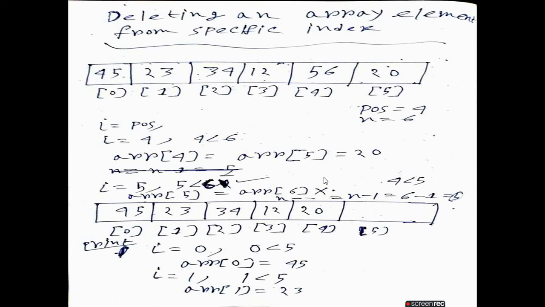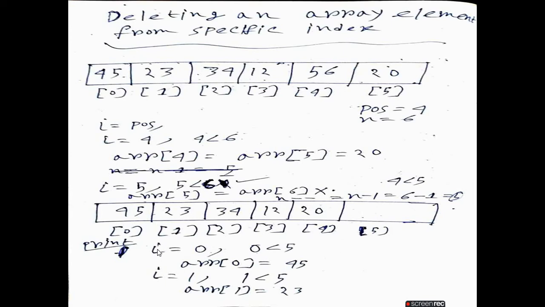Now, as our n value is 5, our array index starts from 0, so 0 1 2 3 4, how many elements? 5 elements. So 4 is less than 5, yes, but we do not go to the fifth index because 5 is less than 5, the condition is false. So we calculate up to here, meaning 45 23 34 12 and 20. Fine. So now how can I print?